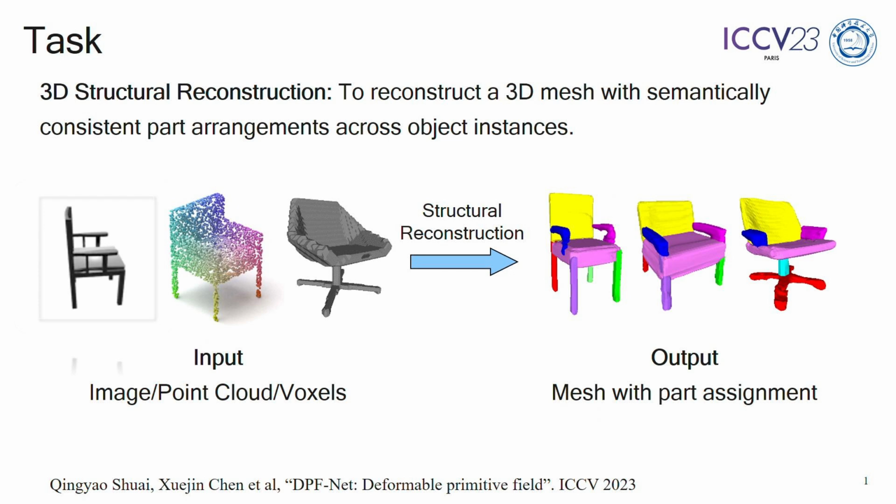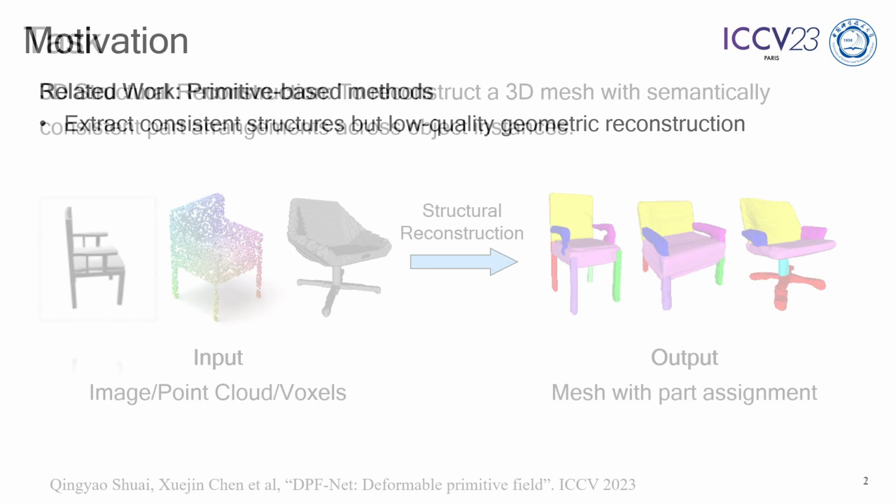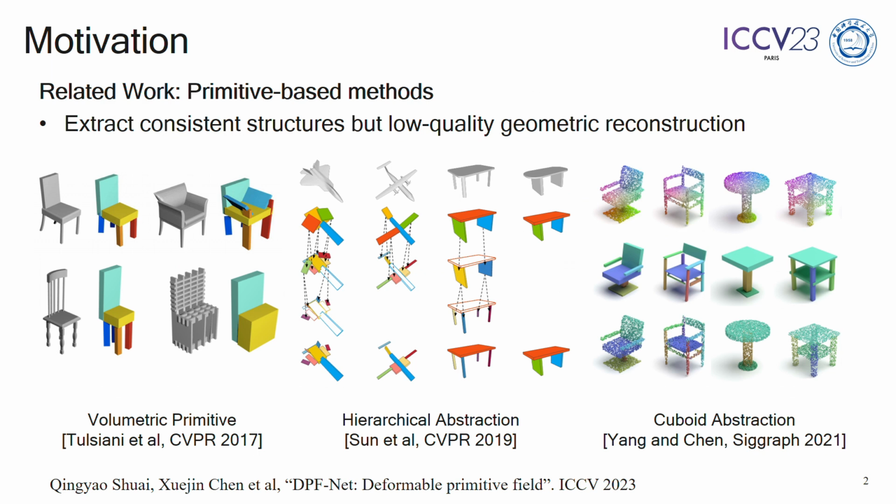However, supervised learning algorithms typically require part-level 3D annotations, which are quite expensive to obtain. Recently, many unsupervised learning-based methods have been proposed for 3D structural reconstruction. One line uses primitives, such as cuboids, to approximate the 3D shape of object parts. With the simple and concise part shape, these methods mainly focus on extracting semantically consistent structures. However, the reconstruction quality is usually unsatisfactory or overpartition is needed to approximate complex shapes.